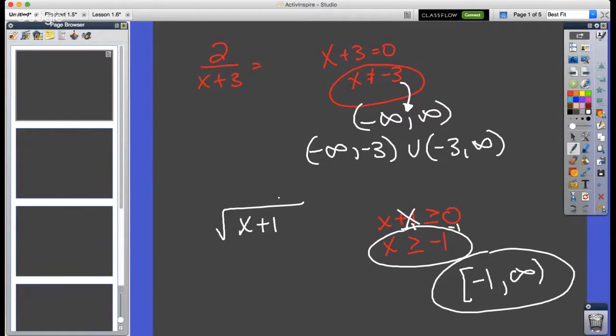Good question. If I put -1 in for this, right? -1 plus 1 is 0, right? Can I have the square root of 0? Yes. But anything less than 0, I cannot have. You follow me? 0 and greater, I can have anything there. That's why it's greater than or equal.